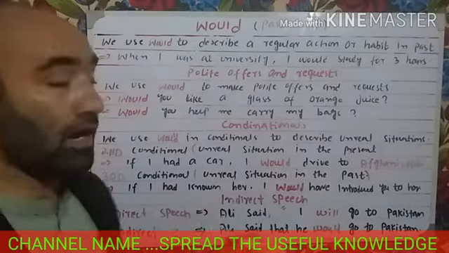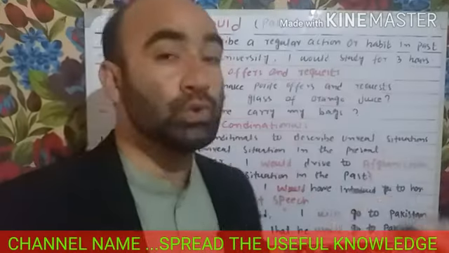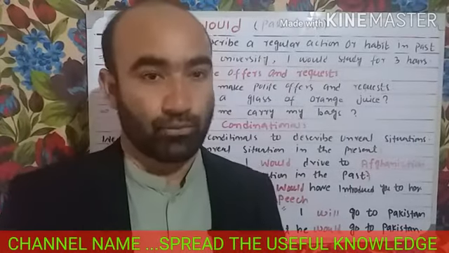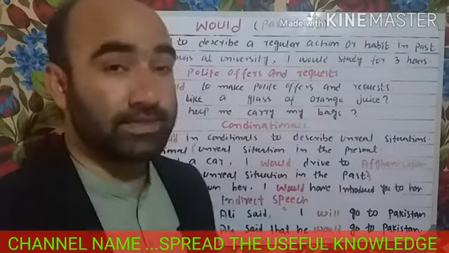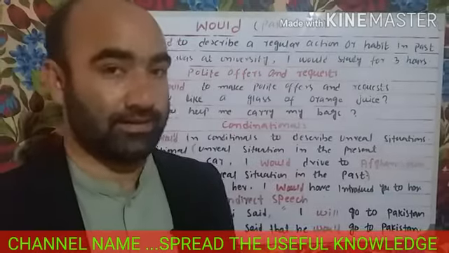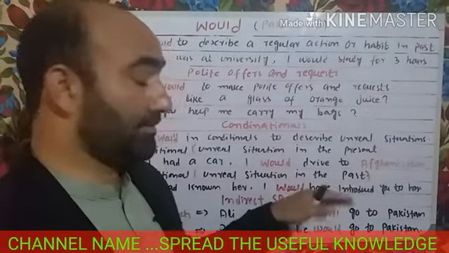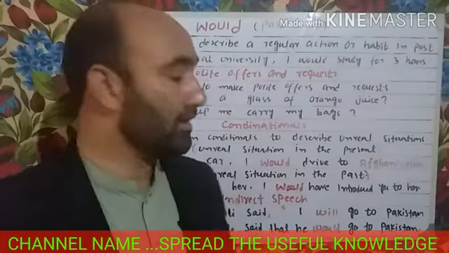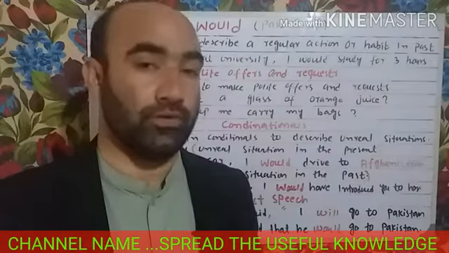And third conditional sentences: unreal situation in the past. If I had known her, I would have introduced you to her. But this is not possible at the present. So here he's just regretting about something. They are just imaginations. So we use would for the unreal situation.